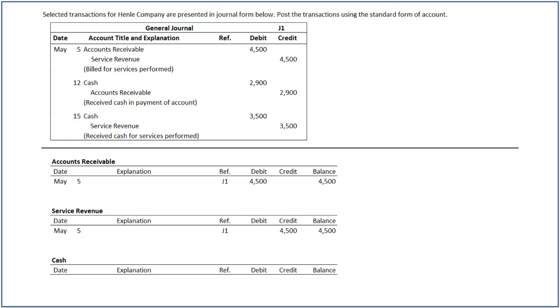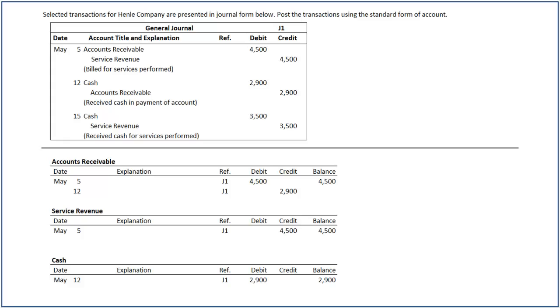The cash and the accounts receivable ledger accounts will be affected by this entry. In the cash ledger account, once the date of transaction and the journal page are entered, we enter the amount of $2,900 in the debit column, which results in a balance of $2,900. In the accounts receivable ledger account, the date of transaction and the journal page are entered, after which the amount of $2,900 is entered in the credit column of the account.